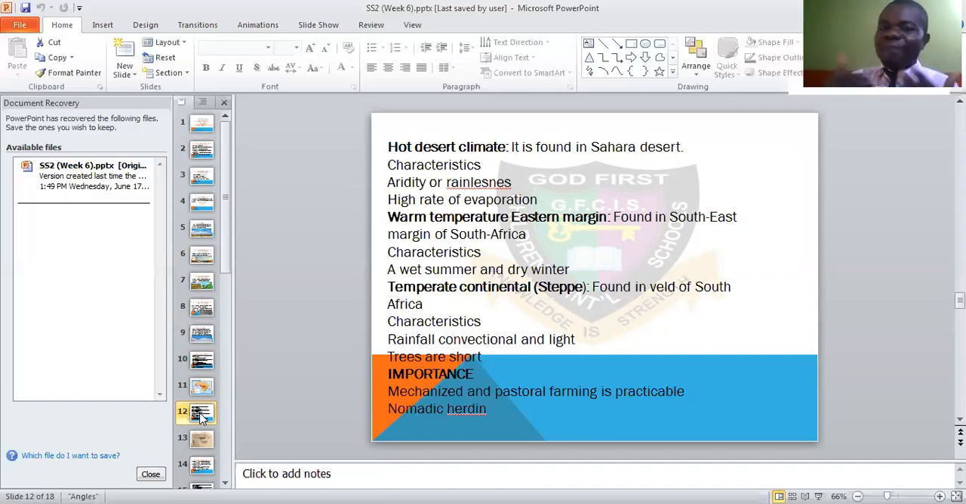Then warm temperature eastern margin. This one is found in the southeast, the east margin of South Africa. It has wetter summer and dry winter. We know what summer is; we'll discuss summer and winter.